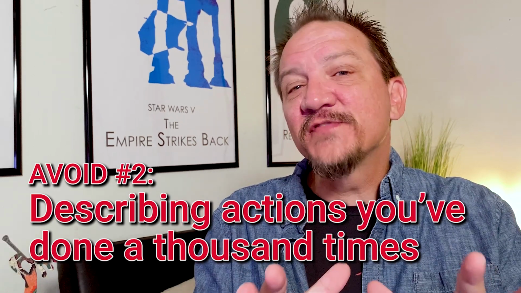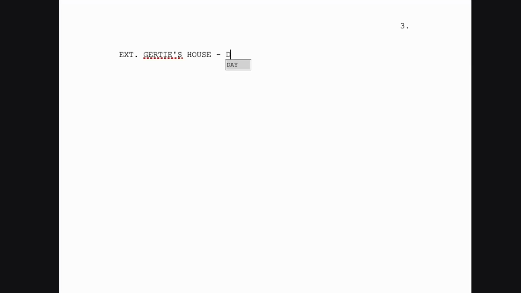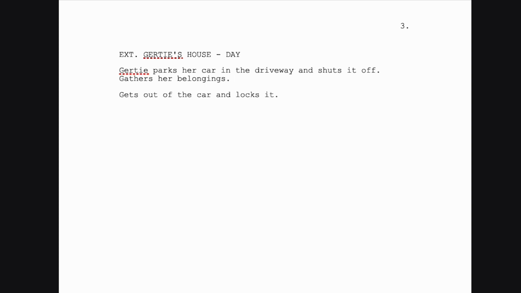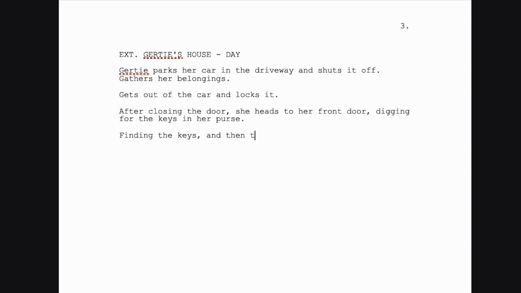Okay, another way to think of this is telegraphing the action too much. Here's what I mean. Gertie parks her car in the driveway, shuts it off, gathers her belongings, gets out of the car and locks it. After closing the door, she heads to her front door, digging for the keys in her purse. Finding the keys and then the correct key, she opens the door and before it closes is kicking her shoes off, glad to be home.